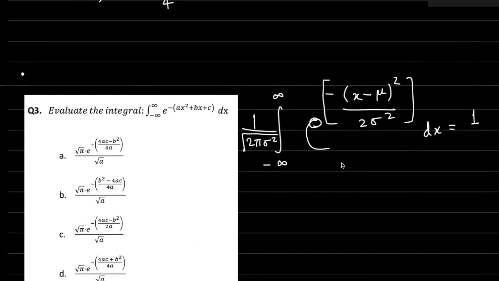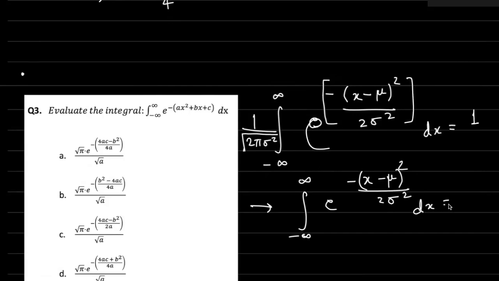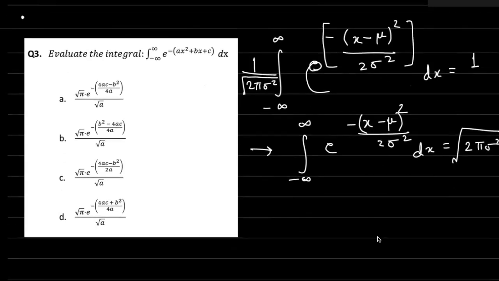Okay. This is the probability distribution function for a Gaussian random variable. Therefore, if I somehow bring this integral in this form, I know that it will be equal to this thing. So it is very, very simple.